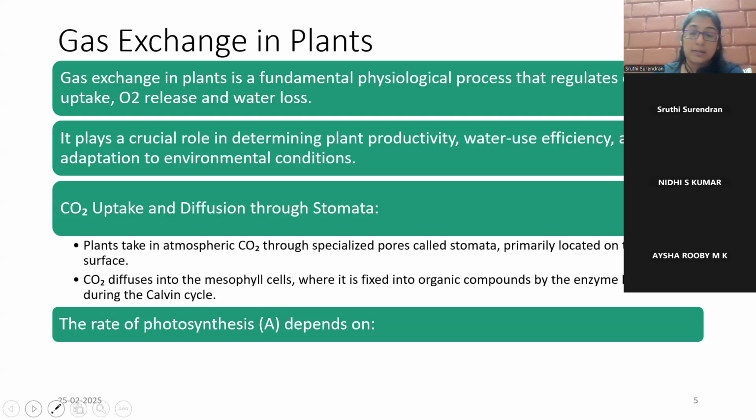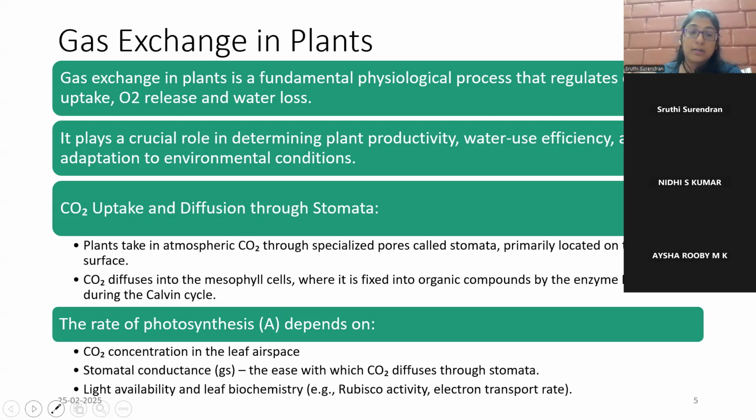The rate of photosynthesis is again going to depend on what is the concentration of carbon dioxide within this leaf space. The spongy mesophyll cells is where you will find carbon dioxide circulating for this process. So the concentration of carbon dioxide is going to play a huge role. Then another very important factor that affects the rate of photosynthesis is something called stomatal conductance. That is the ease with which carbon dioxide will enter the stomata. How easily can carbon dioxide enter stomata is called stomatal conductance.